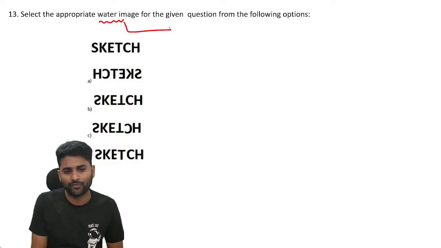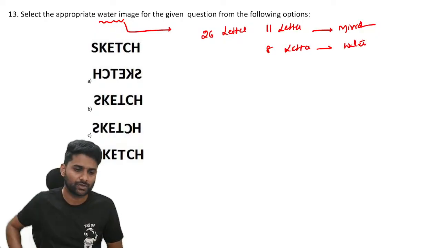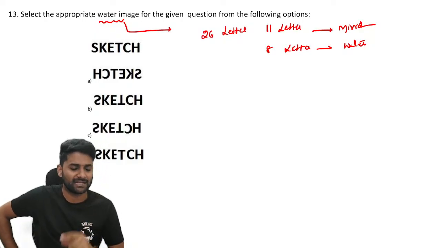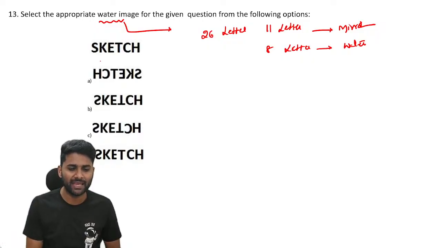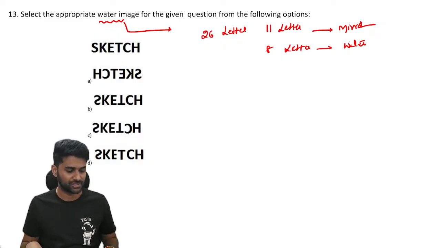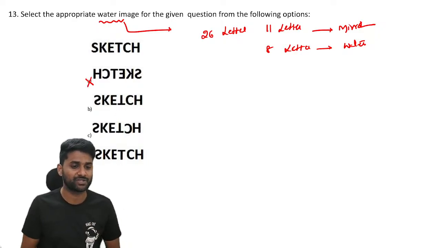Remember that out of 26 letters, 11 letters are the same in mirror, where the shape is the same, and 8 letters are the same in water. So remember that you can expect a direct question. Out of 26 letters, 11 letters are the same in mirror, 8 letters are the same in water. As you already know, for any water image, the position of the letter is not changed at all. Position is the same. Shape is different, but the position is the same. That's why you can eliminate options here.